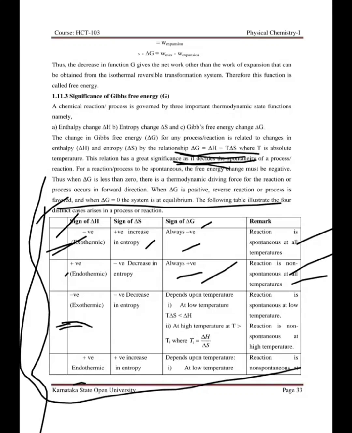The reaction is spontaneous at low temperature. The reaction is non-spontaneous at high temperature. With respect to a positive increase in entropy, the reaction is non-spontaneous at all temperatures.